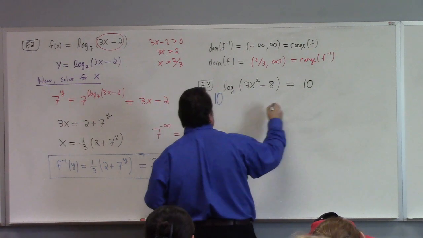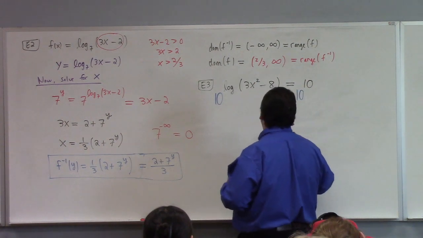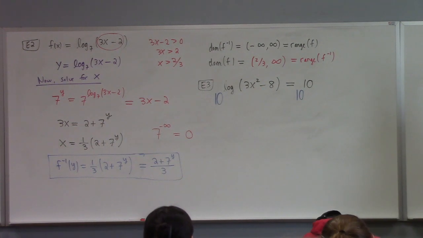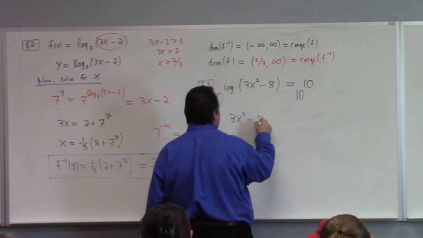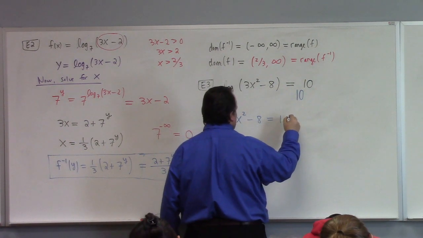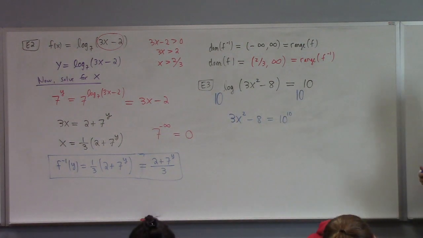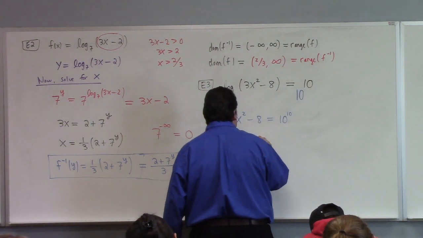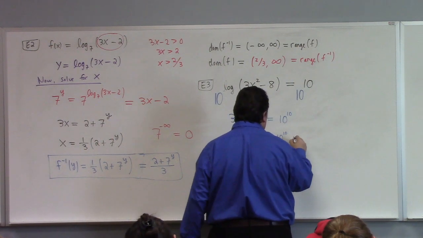So 10. Oh my. Is that wrong? It's not wrong. It's just big. So 3x squared minus 8 is equal to apparently 10 to the 10, which is a big number. But we can solve this nonetheless. This you definitely don't want to put in your calculator. You probably better just leave it like it is. So we've got 3x squared is equal to 10 to the 10, which is big.